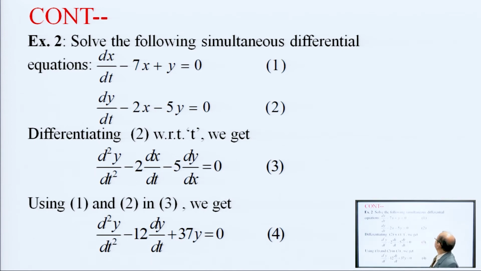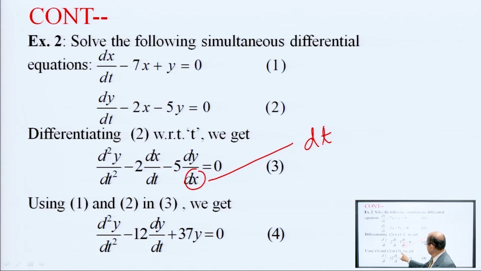Solve the following differential equations: dx by dt minus 7x plus y is equal to 0 and dy by dt minus 2x minus 5y is equal to 0. Differentiating 2 with respect to t, we get d2y by dt square minus 2 dx by dt minus 5 dy by dt. It is dy by dt, not dy by dx.